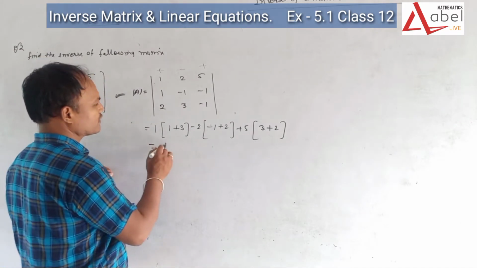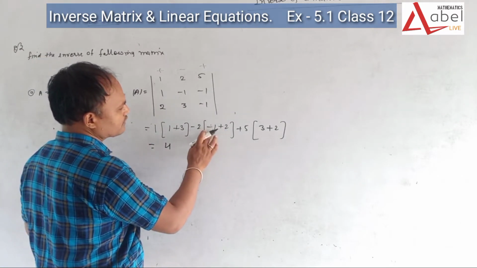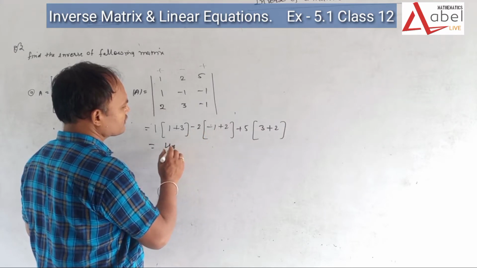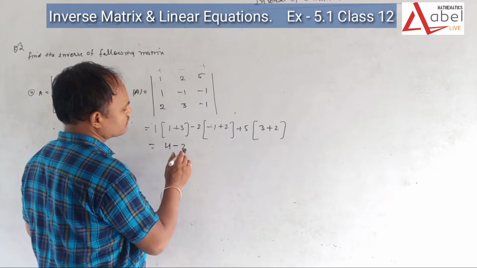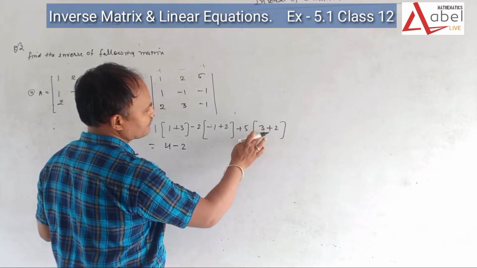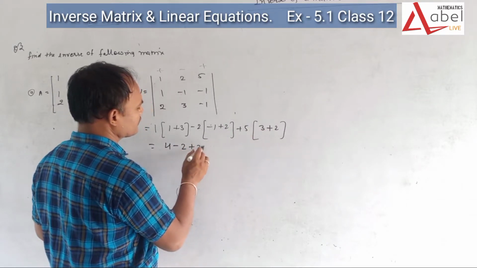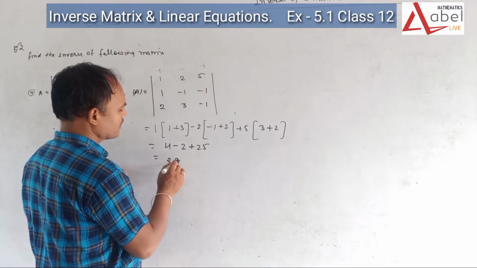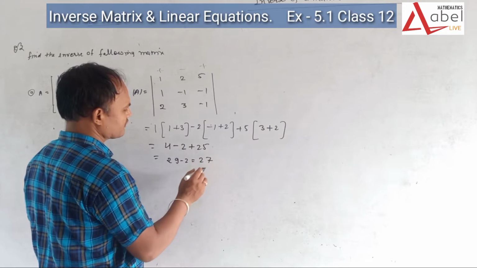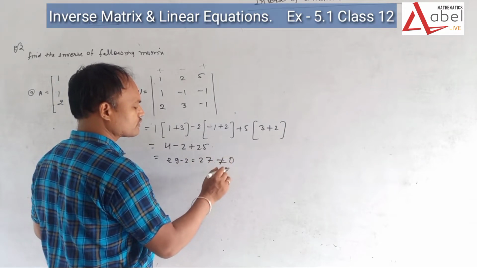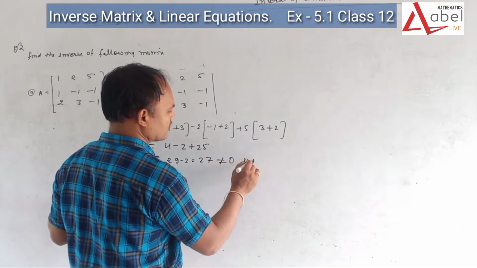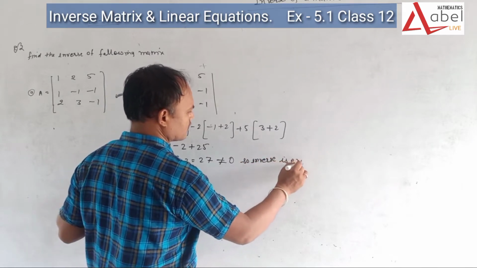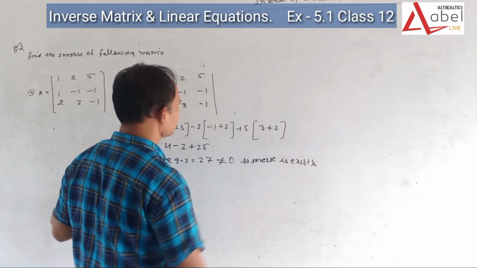So it is a 2 minus 1, so we can say that it is 1, and 1 multiplied by minus 2 is minus 2. And what about here? It is 5, 5 into 5 is 25, it means it is 29 minus 2, so we can say that it is 27. 27 is not equal to 0, so the inverse exists. So we can say that the inverse exists.